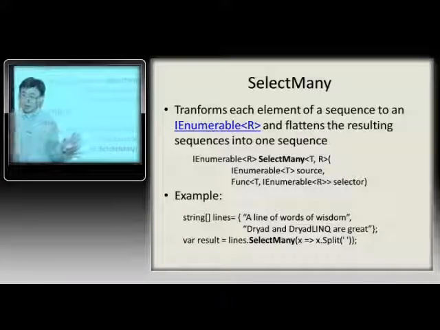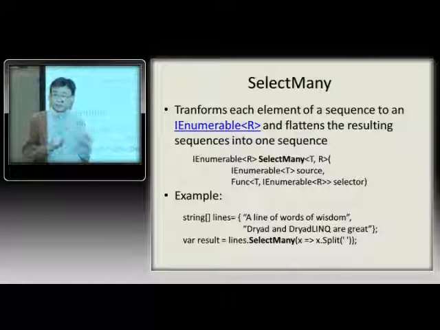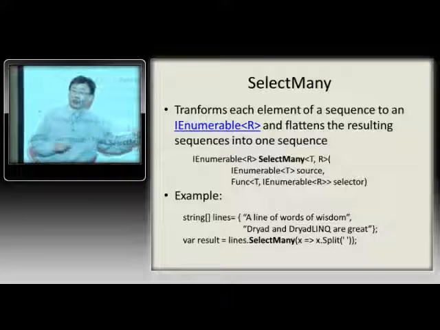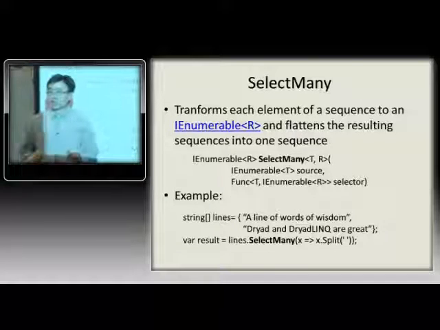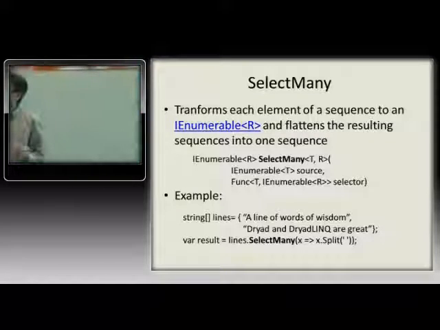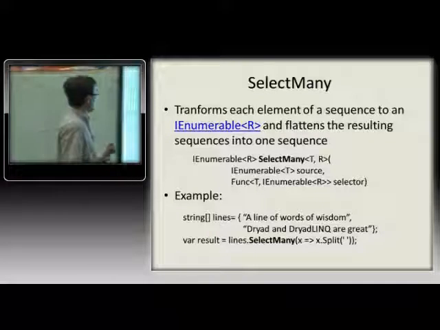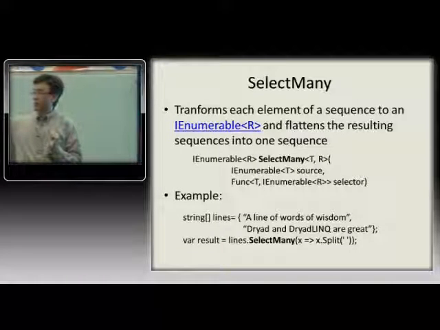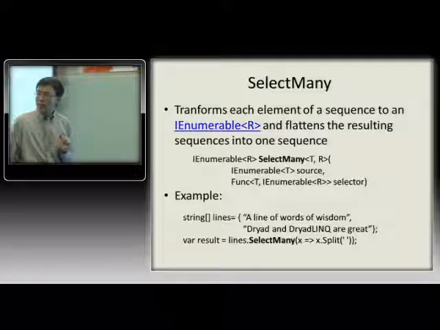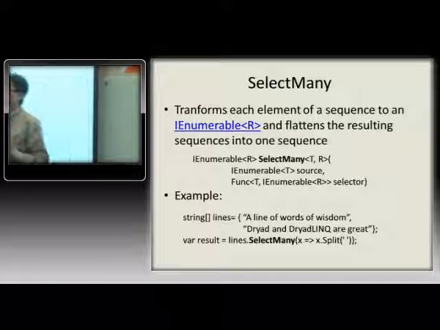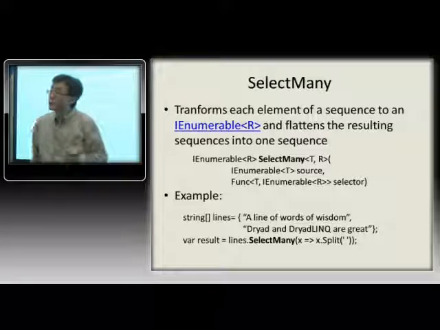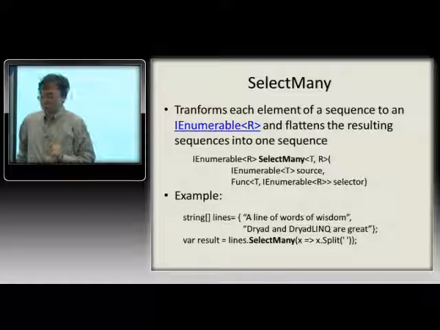So we return the words, and it's a collection of words. The R is the return type. Here the return type is string. It may not be an array.